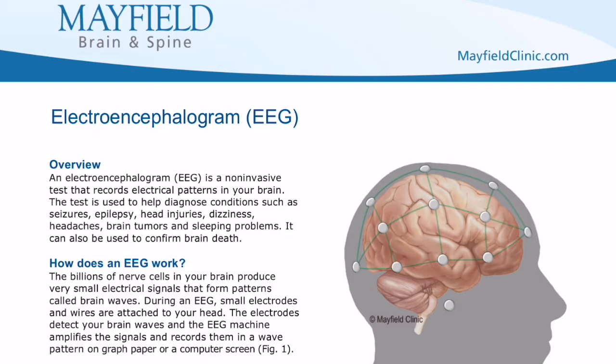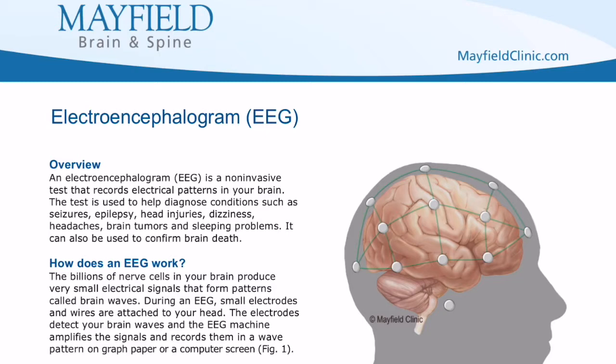A quick overview: an electroencephalogram, EEG, is a non-invasive test that records electrical patterns in your brain. The test is used to help diagnose conditions such as seizures, epilepsy, head injuries, dizziness, headaches, brain tumors, and sleeping problems. It can also be used to confirm brain death. So if the person has no EEG waves, almost no amplitude, that means they have brain death. But how does an EEG work?